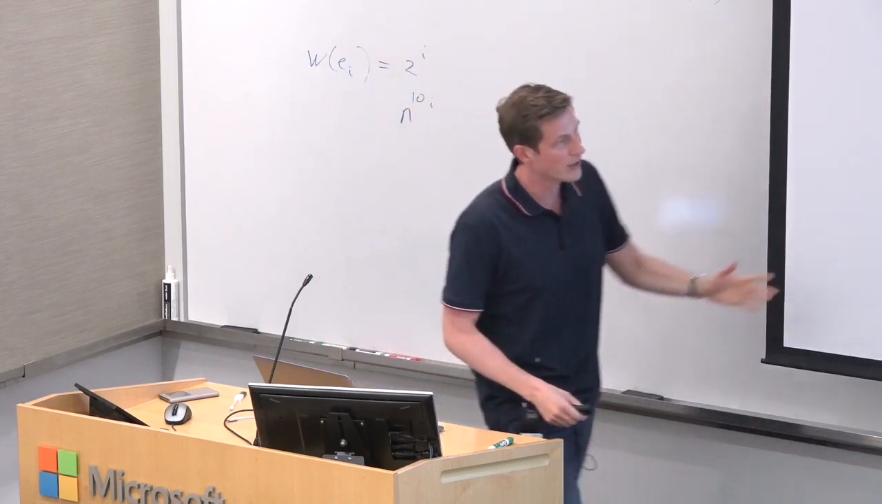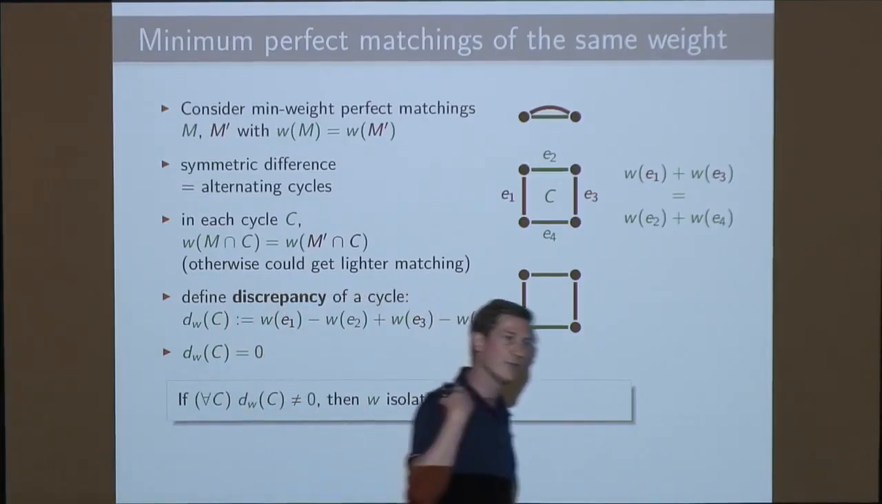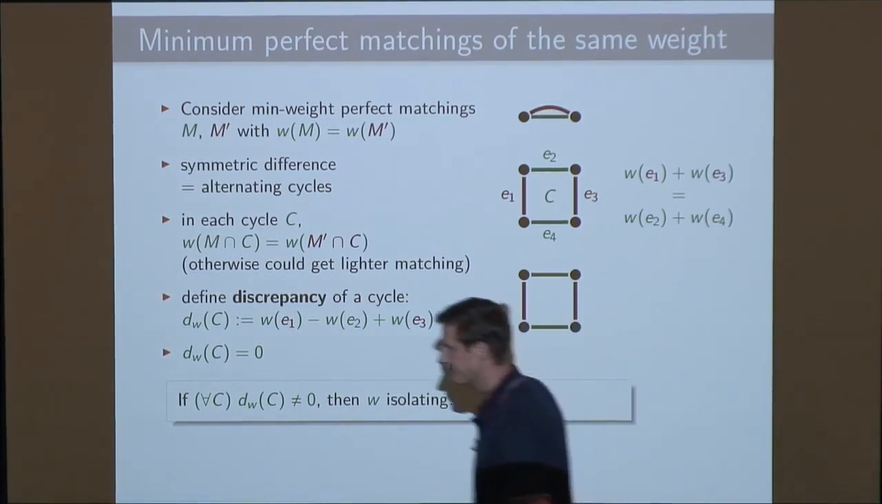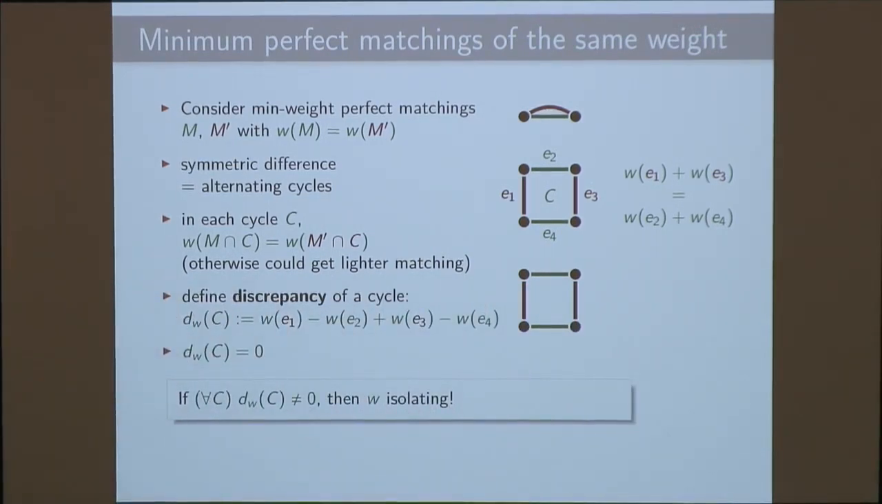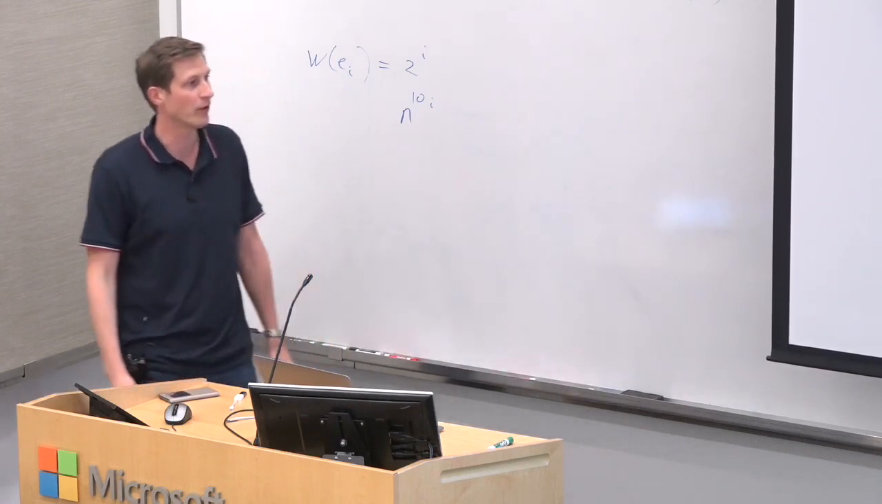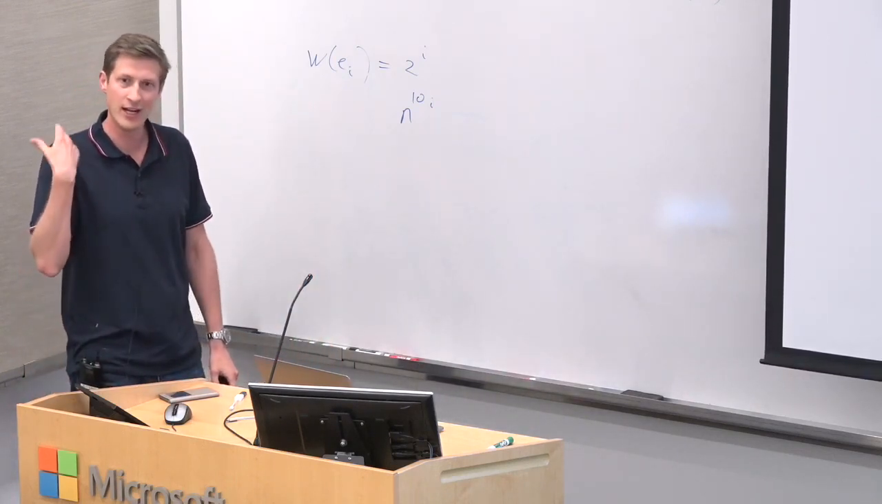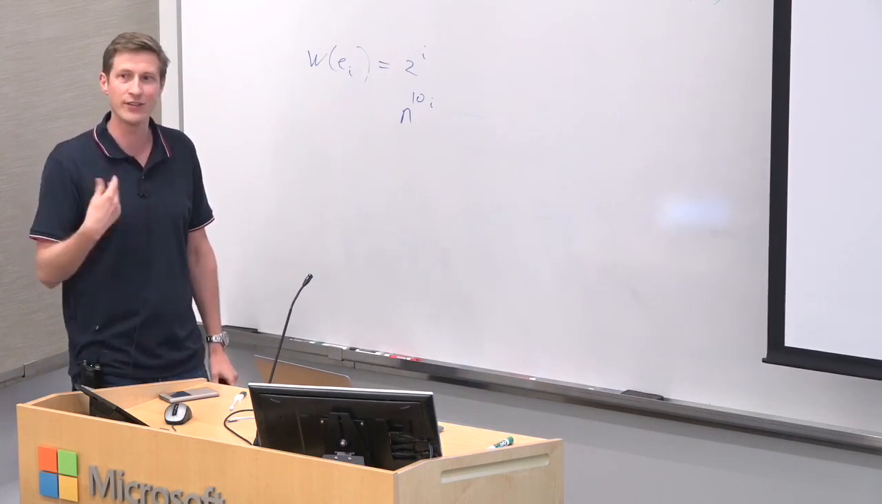So our goal can now be rephrased: I need to find a weight function so that the discrepancy along each cycle is non-zero. Every cycle is even, and the graph is bipartite. So that will be our progress measure. How many cycles have we managed to kill, or how many cycles have we managed to assign non-zero discrepancy to?